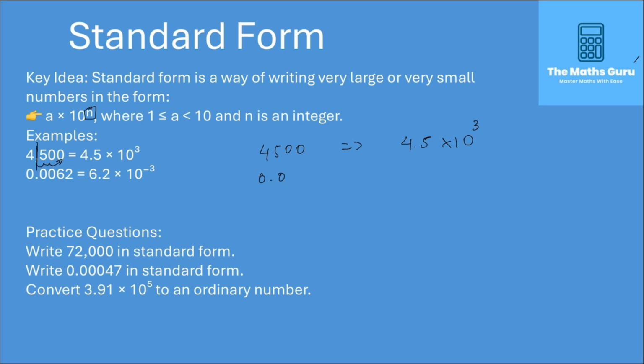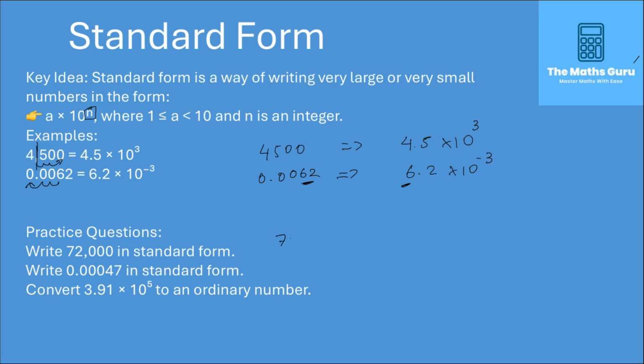Looking at 0.0062, the way we write this between 1 and 10 is 6.2. As you can see, this is the only way we can write this number between 1 and 10. Then we write times 10, and n in this case is, so we moved it 1, 2, 3 places, to where our 6 currently is. So we write times 10 to the negative 3, because we've moved from right to left, so we go in the negative way.